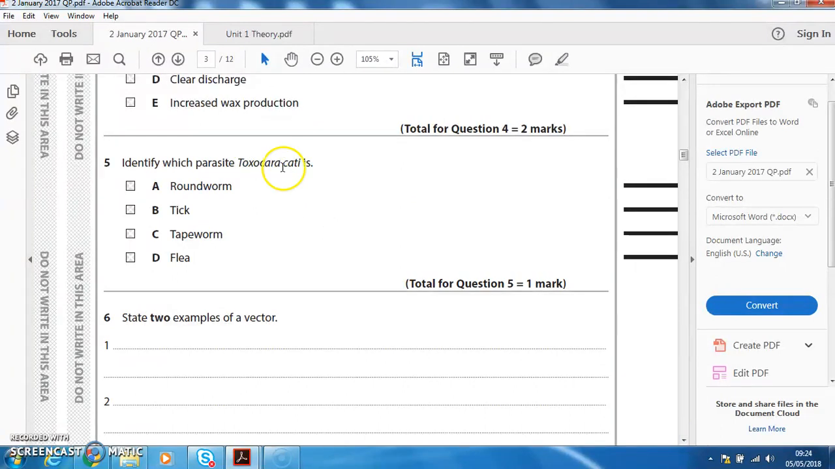Toxocara cati, something to learn, is roundworm. Roundworm in cats. Toxocara means roundworm.